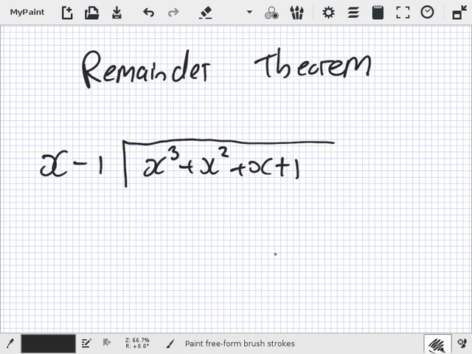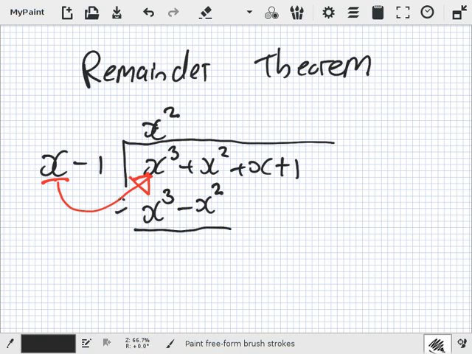Now, Anthony, we'll do the long division together, okay? So what you do first is you say, what do you multiply x by so it can become x cubed? X squared. Very good. So you put an x squared first, okay? Then the next step is you multiply. So x squared times x is x cubed, and x squared times minus 1 is minus x squared.